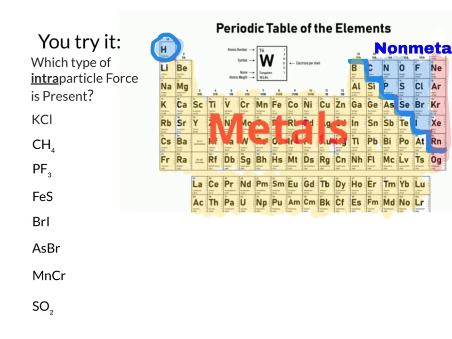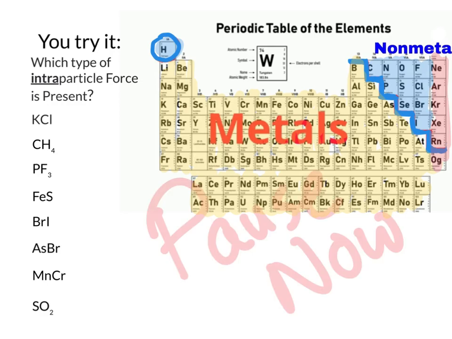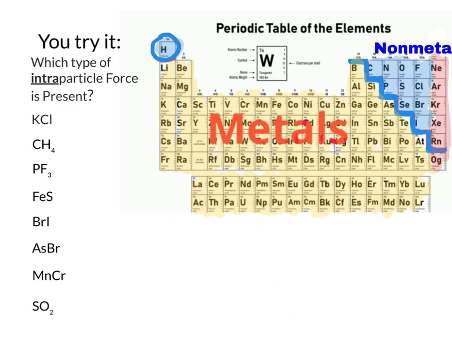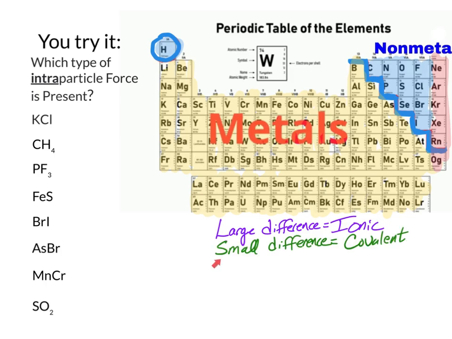Okay, it's time for another You Try It. For these, you're going to tell us which type of intraparticle force is present in each of the following compounds. I'll let you know now that there is one trick question in here, and I'll explain it when we get to it. So for the moment, go ahead and pause your video, and when you return, I'll give you the answers. Again, we're looking at which type of intraparticle force is present. Anything with a large difference in electronegativity will be ionic, and anything with a small difference is considered covalent. This follows our previous classification: if something starts with a metal, it is ionic. If it starts with a nonmetal, it's molecular.